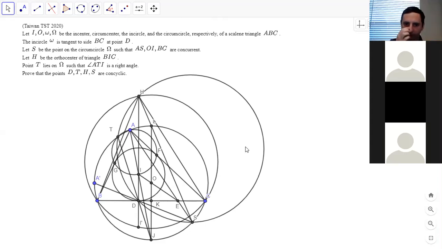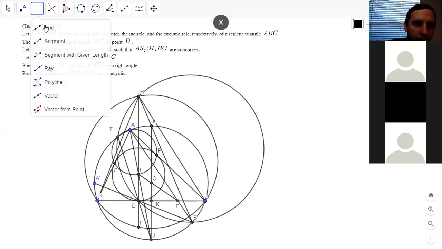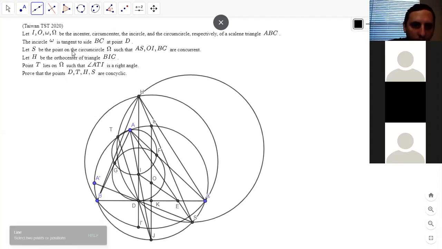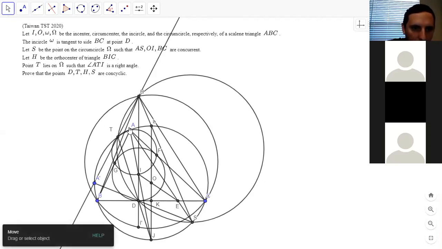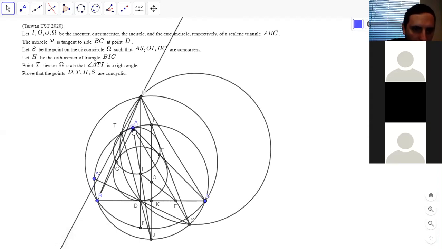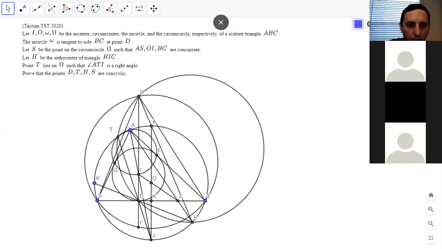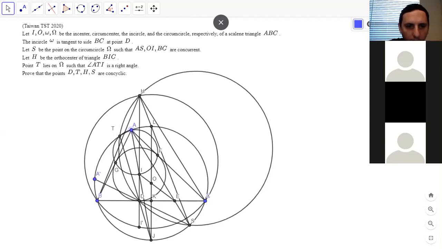So how do we want to show it's cyclic? We could use power of a point. We could use radical axis. Maybe we want to draw TH. Are TH and A prime collinear? I would be very surprised if that were true. Yeah, that's not true. So I don't think that's the best way to do it.